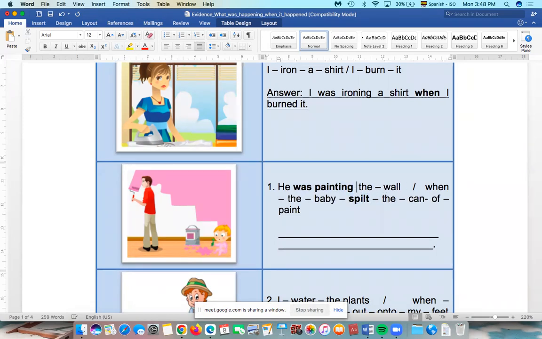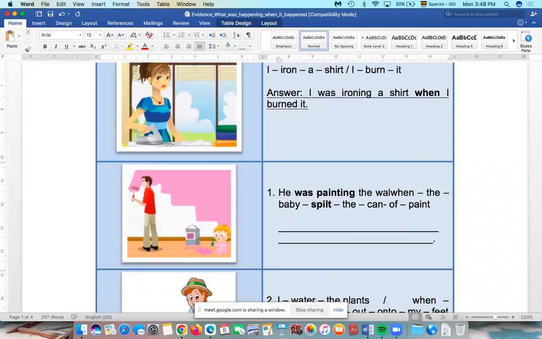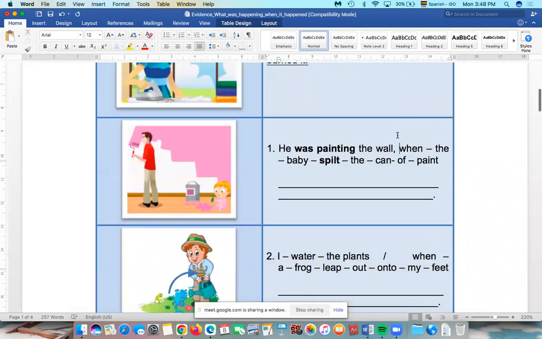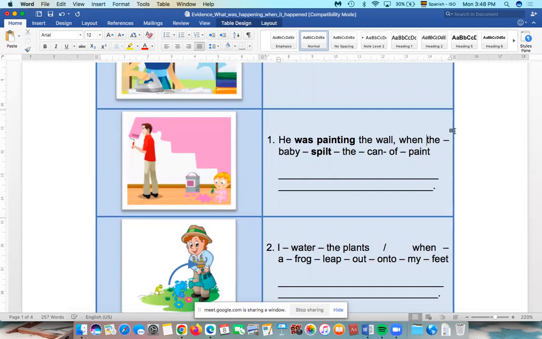So that is what we need to consider here, both actions. You need to see which action was in progress and what was the other action that probably interrupted it, caused an accident to happen or something like that. Yeah. And you need to write down the correct form of the expression based on the examples that we checked out today.